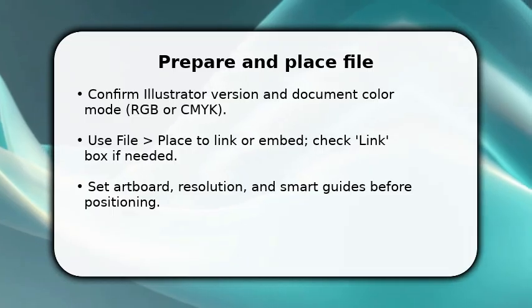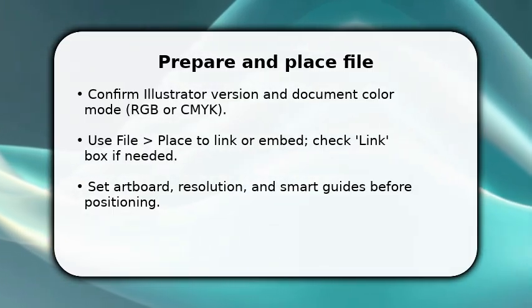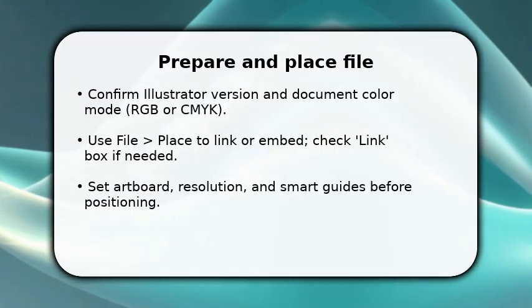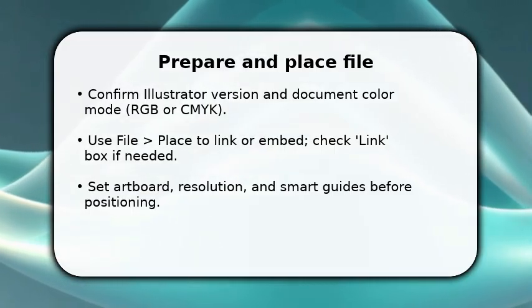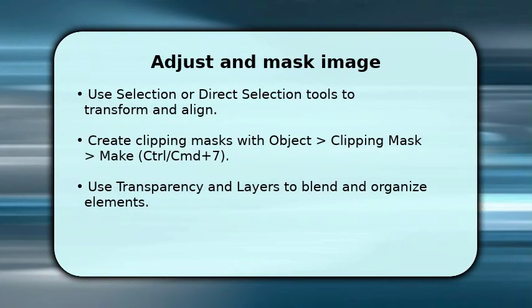Click on the artboard to place at default size or click and drag to set exact dimensions. Once placed, use the control bar to lock proportions or enter numeric width and height values to scale precisely. With the image selected, use the selection tool to move and scale. Hold Shift to constrain proportions.